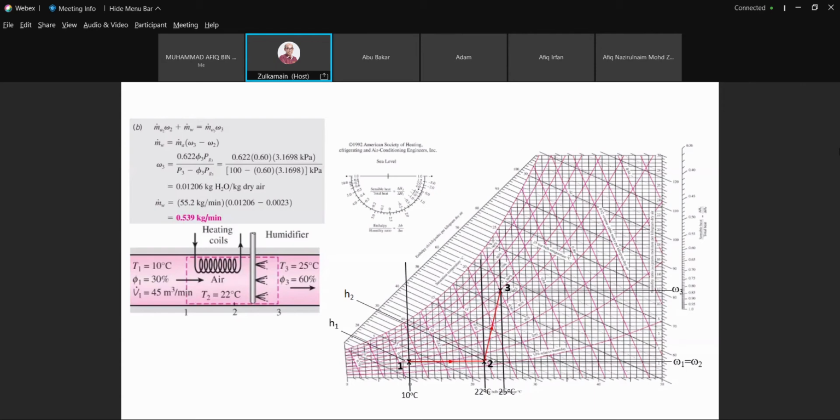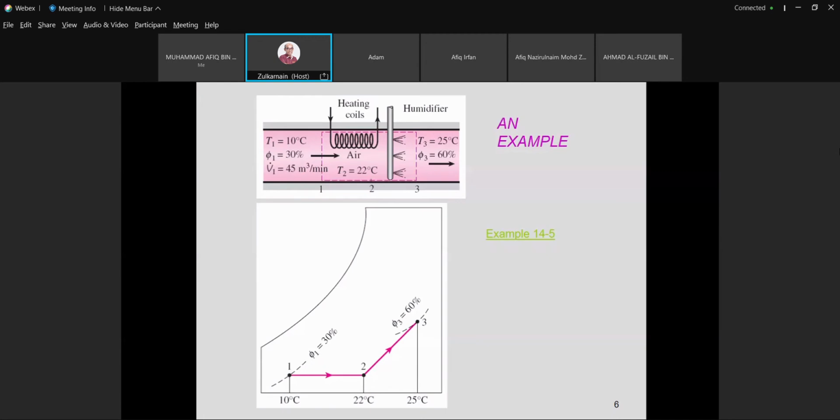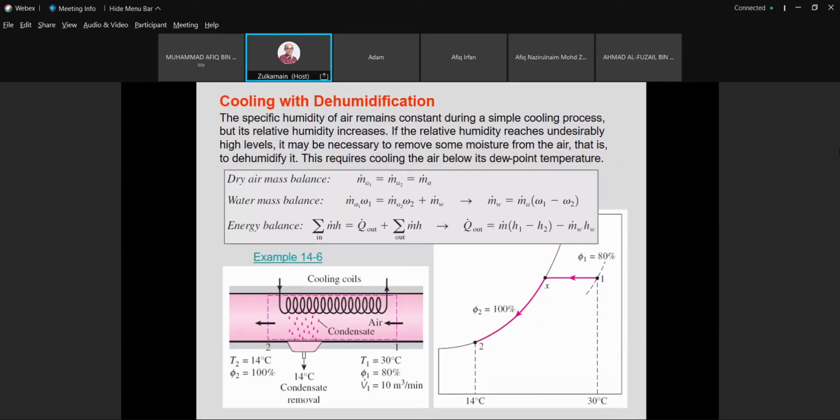In this case, if you want to solve using the psychrometric chart, you also need to do some mathematical analysis. You cannot get everything 100% from the psychrometric chart. There must be some mathematical analysis involved. Okay, any questions, guys?